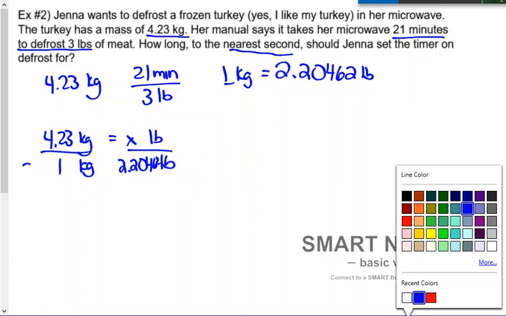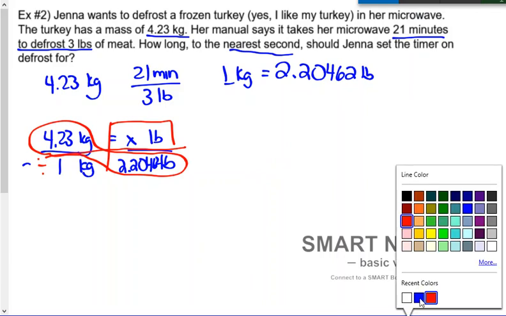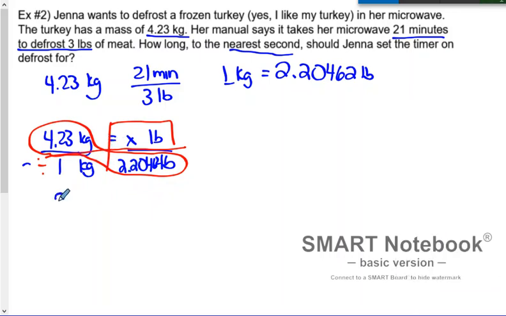I tend to set my proportions up in the same way all the time. So multiplying these two, dividing by this one. And into your calculator, 4.23 times 2.20462, and we get 9.3255, so on and so forth, pounds.